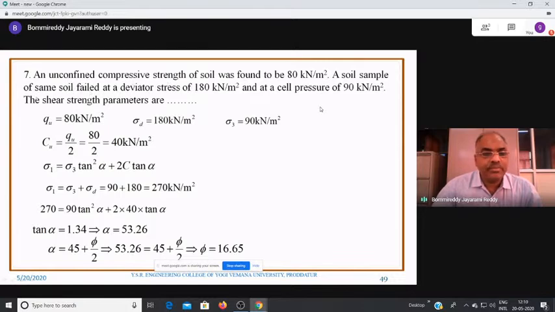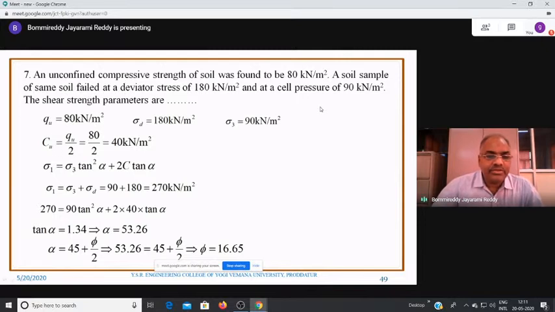A soil sample of the same soil failed at a deviator stress of 180 kilonewton per square meter. Sigma d, deviator stress, 180. And at a cell pressure of 90 kilonewton per square meter in the triaxial test. See, the first value is in the unconfined test. The second and third values are both in the triaxial test, because it is the deviator stress and sigma 3 is the cell pressure. So these values will be obtained from the triaxial test for the same type of soil.